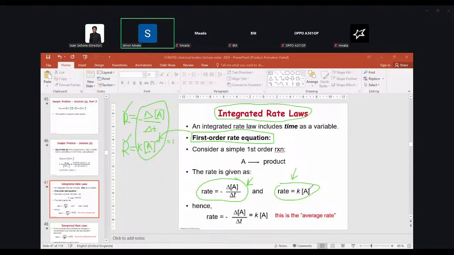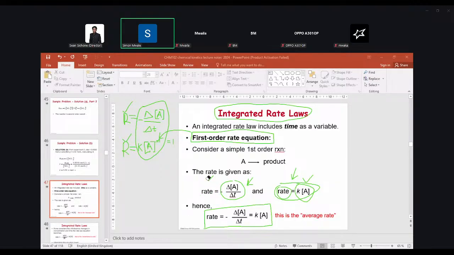You can use the rate law, and you can also use the rate equation, change in concentration over change in time. If this rate is equal to this rate, it means that this part will be equal to this part here. This is what I've given you in this equation. The average rate is equal to the rate law, so we have combined these two equations together.